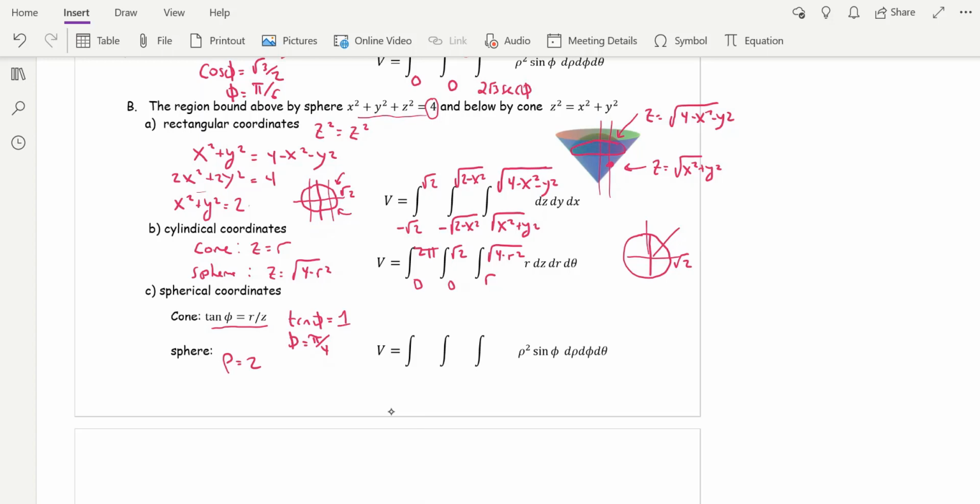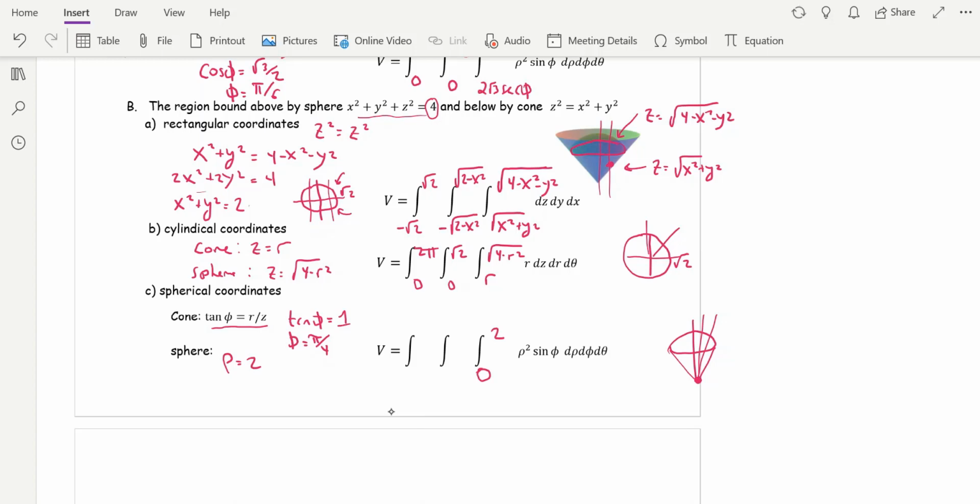So when you're doing your spherical coordinates, you want to think of things a little bit differently. Here's my ice cream cone. I've got rays emanating from the origin. They enter the solid at 0. They leave the solid on the top cap of the sphere, which is rho equal 2. So rho is going to go from 0 to 2.